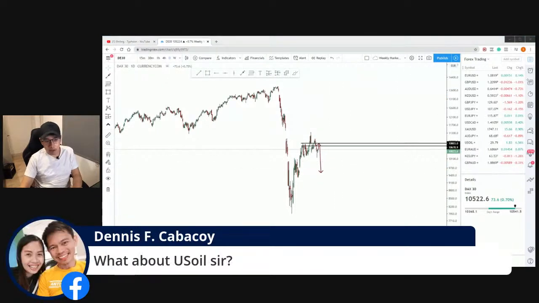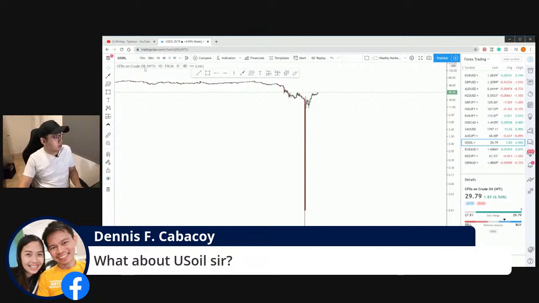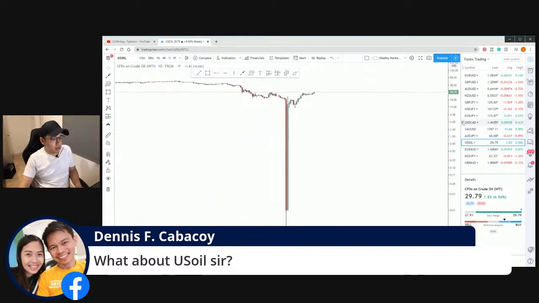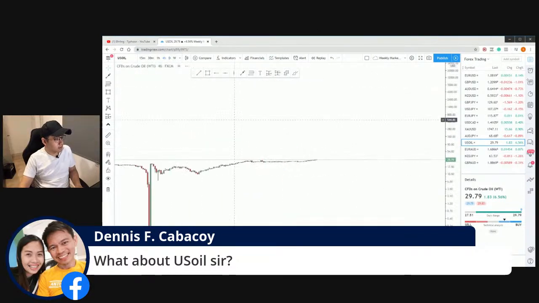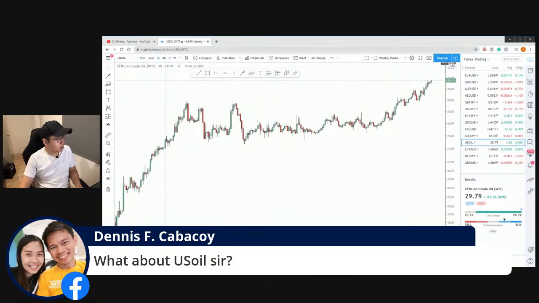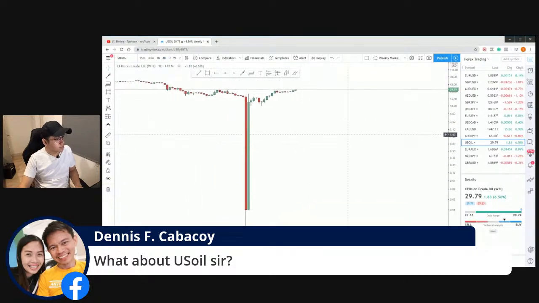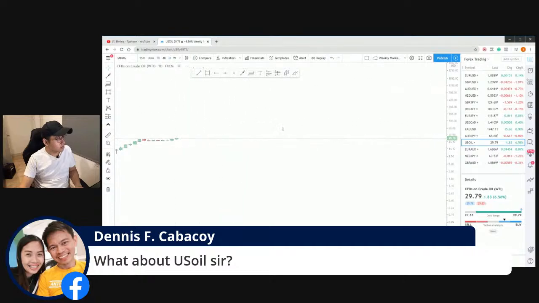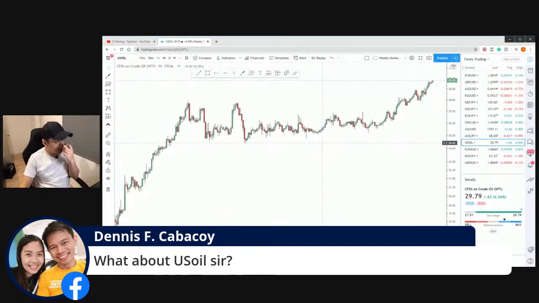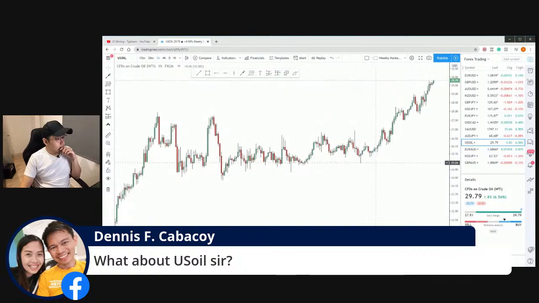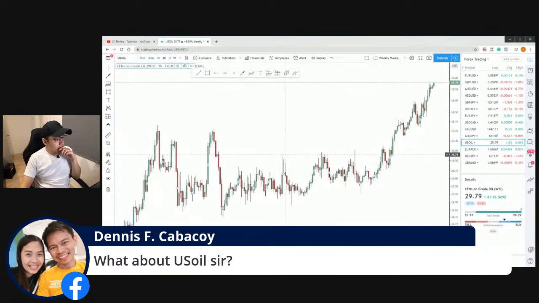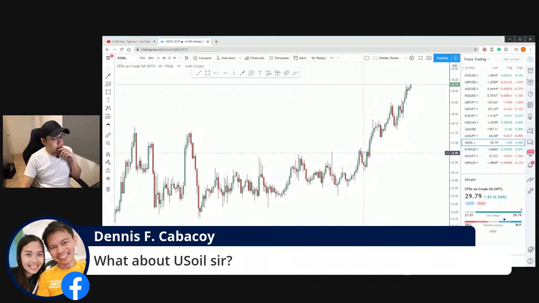We have another question, US oil. Okay, this pair is crazy. I am not really trading this pair. I will be using the H1 chart to explain this. Looking at the H1 chart, the market is in a very strong, temporary uptrend. So what we can do is wait for a buy setup here.